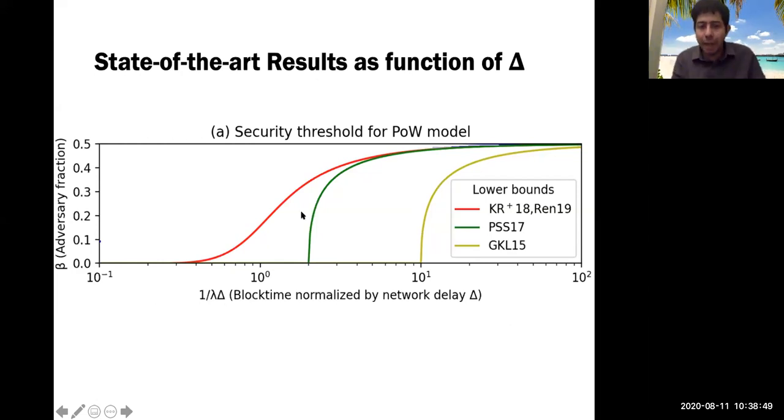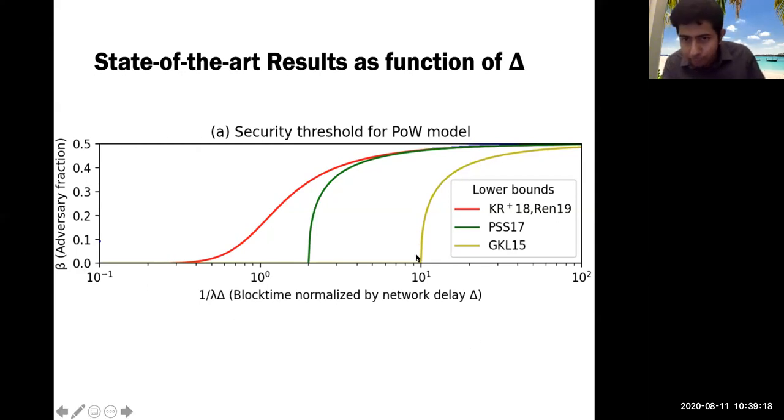As you increase lambda, you're going more and more left in the picture. You fix delta, just for now, assume delta is fixed. As you keep increasing lambda, you're going more and more towards the left of this picture. Okay, so as you go more and more to the left, how much adversary fraction can you tolerate? That's what this picture is trying to calculate.